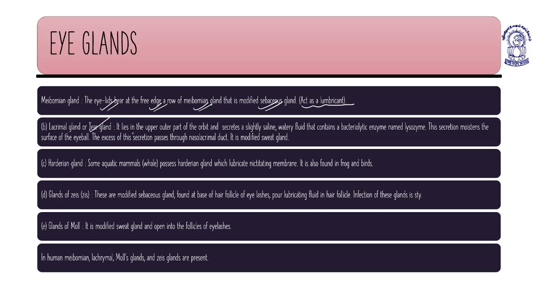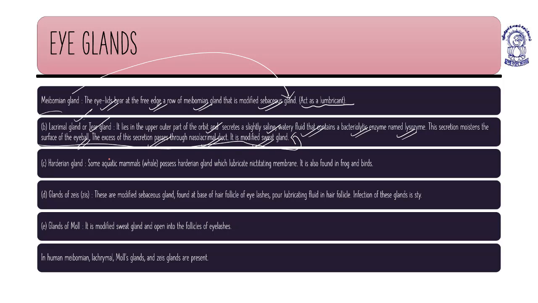Lacrimal gland or tear gland. It lies in the upper outer part of the orbit and secretes a slightly saline, watery fluid that contains a bacteriolytic enzyme lysozyme. This secretion moistens the surface of the eyeball. The excess of this secretion passes through the nasolacrimal duct. The lacrimal gland is a modified sweat gland and the meibomian gland is a modified sebaceous gland. Please remember, meibomian gland is a modified sebaceous gland and lacrimal gland is a modified sweat gland.